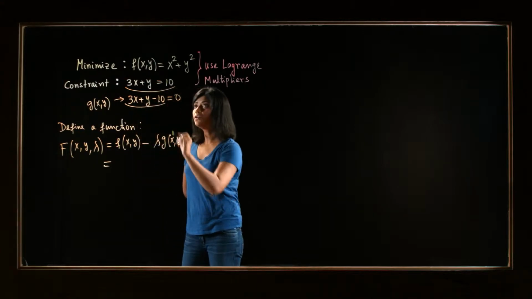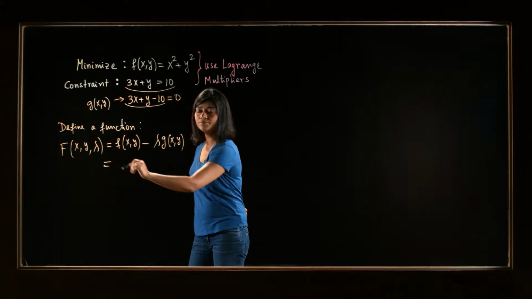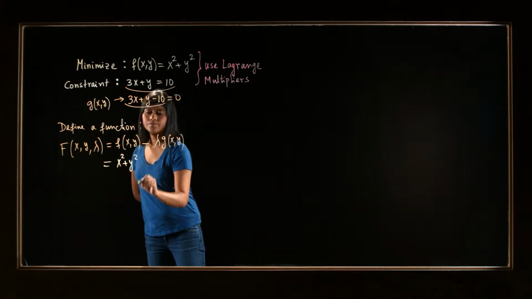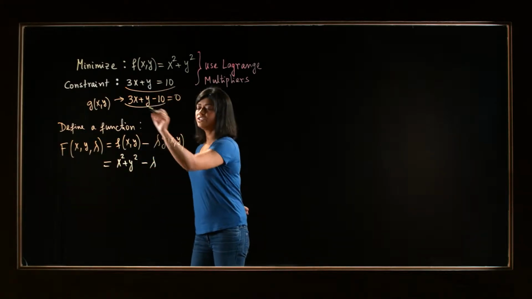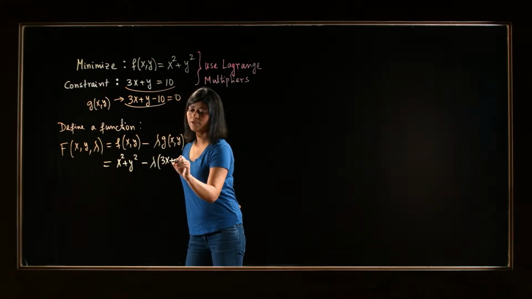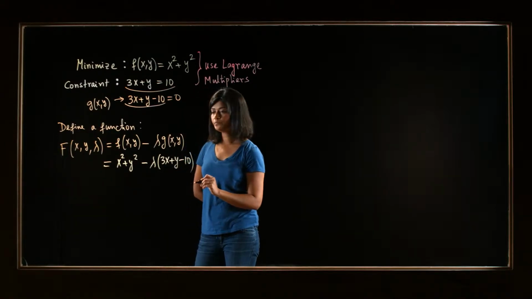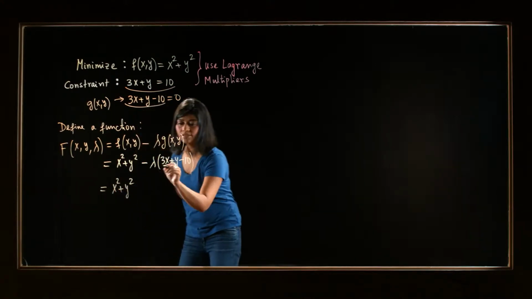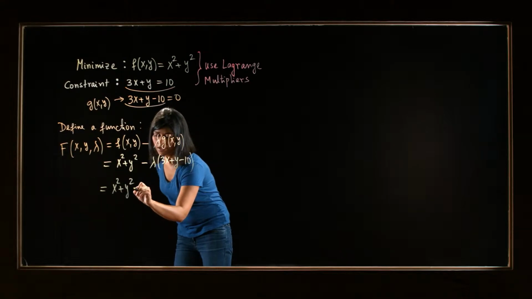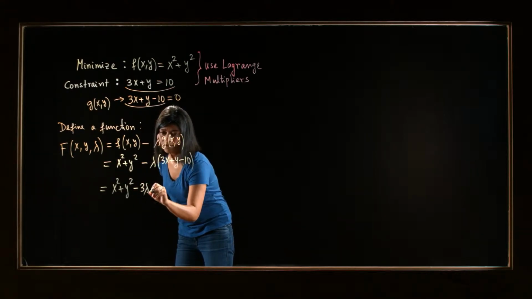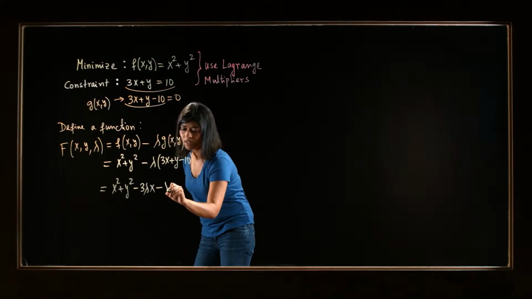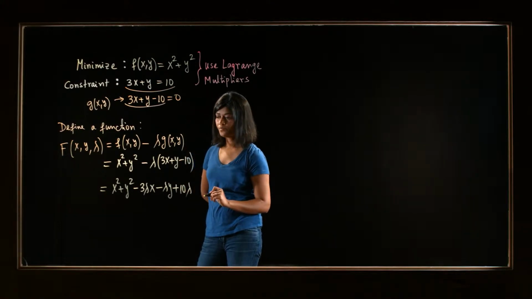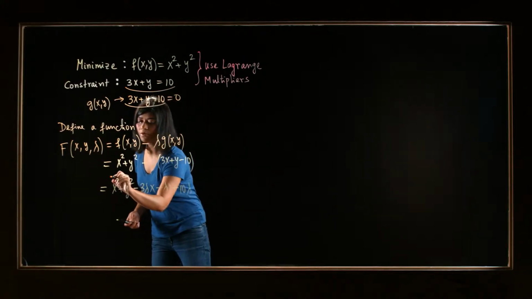Now let's write down the expression for f and for g, and we will have our new function, the big F. So f is x squared plus y squared minus lambda times g, which is 3x plus y minus 10. Okay, let's simplify it and expand the second term. So we get negative 3 lambda x, negative lambda y, and positive 10 lambda. So this is the expression for our new function.